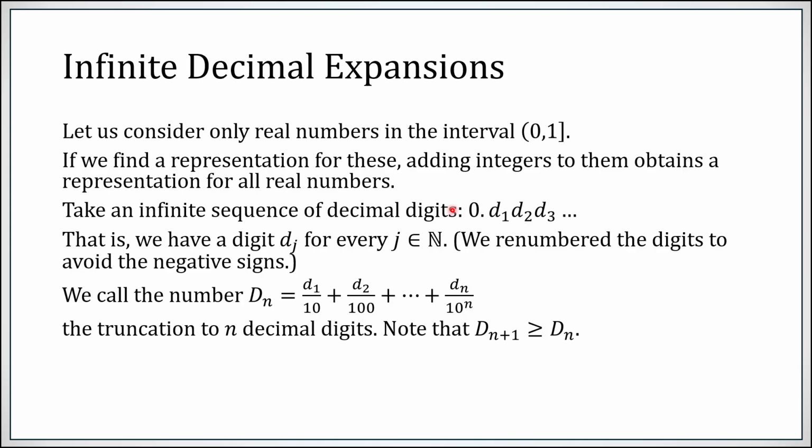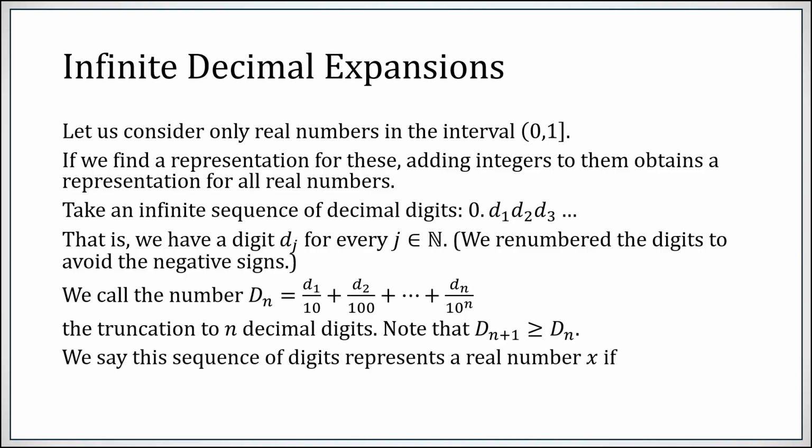Now suppose I add on one more decimal digit. Because I am adding on something over 10 to the n plus 1, and that digit, little d sub n plus 1, is between 0 and 9, I can only make the sum larger. Possibly equal if the digit is 0, but I can't make it smaller. We are not subtracting things. So this sequence of digits represents a real number if x is the supremum of this sequence of truncations.